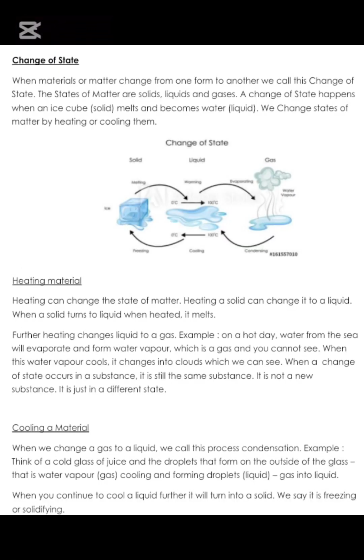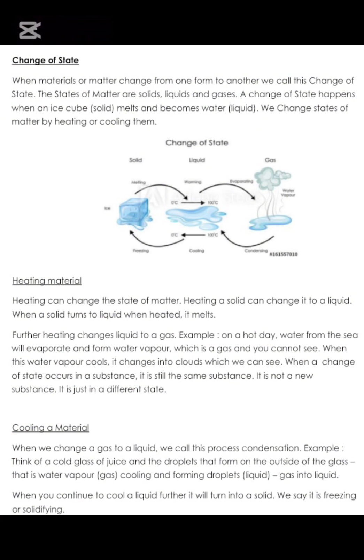Changes of state. When materials or matter changes from one form to another, we call this change of state. The states of matter are solids, liquids, and gases. A change of state happens when an ice cube, which is a solid, melts and becomes water, which is a liquid. We change the states of matter by either heating them or cooling them down.